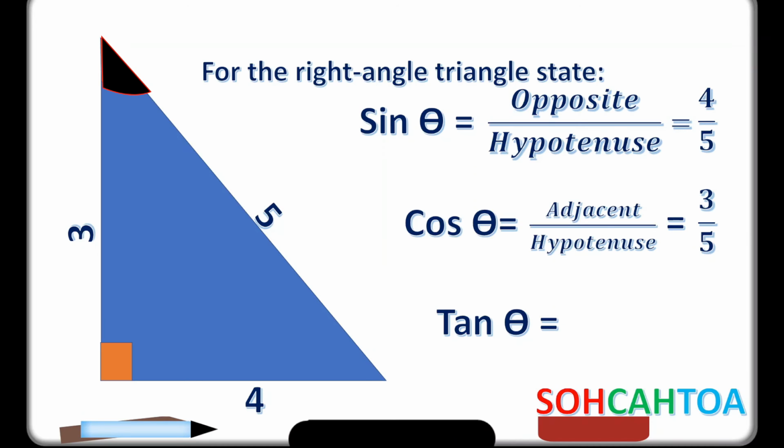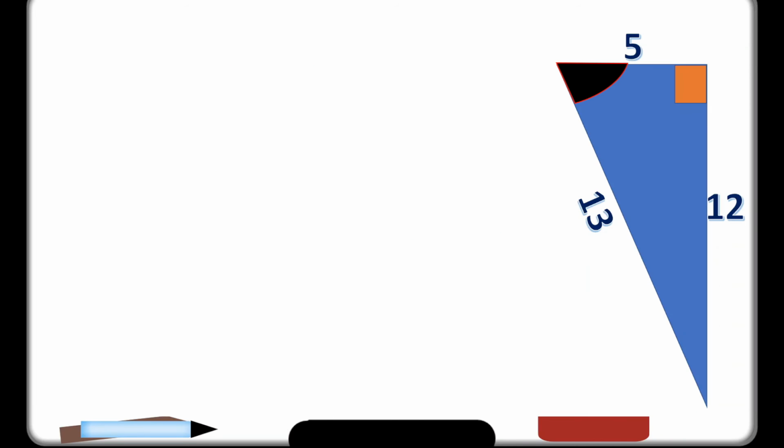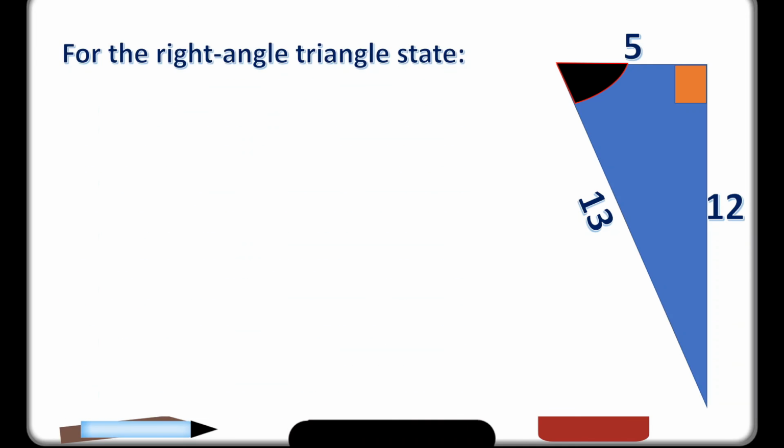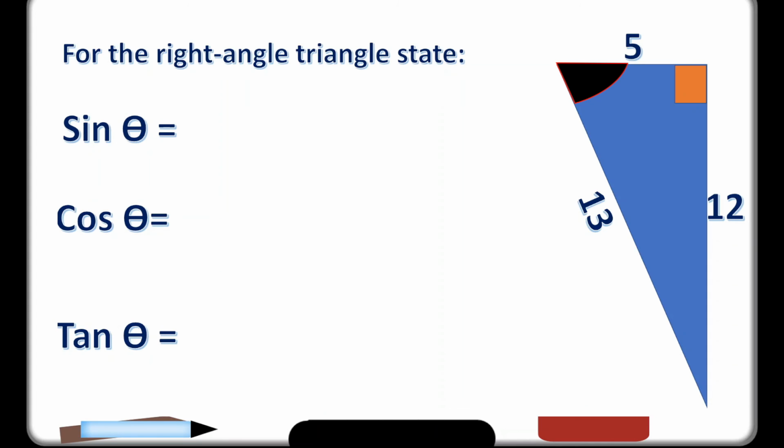Tan theta, TOA, O over A, opposite over adjacent. Using the location of our theta, we see that our opposite is 4 and our adjacent is 3. Well done. Let's move on to our final question. For our final question, once again, for the right angle triangle, state sine theta, cos theta, and tan theta. Keep in mind that SOHCAHTOA, press pause while you are doing your work and then press play when you are ready to see the answer.